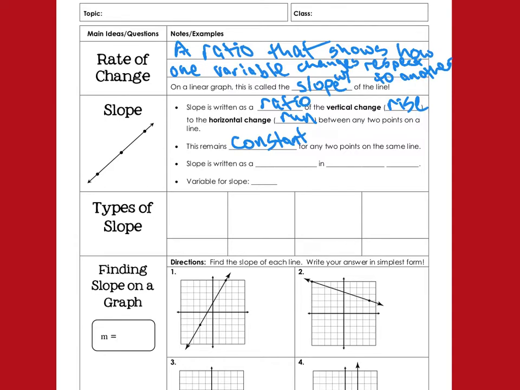Same thing if I'm pumping gas at a gas station. The cost per gallon is not going to change depending on how many gallons I buy. It's always going to be $2 per gallon. So slope, like I said, is written as a fraction in simplest form. We want to get it down to its most reduced value that we can. And the variable that we use for this slope, or this fraction, is quite simply m. It's a lowercase m, not an uppercase.